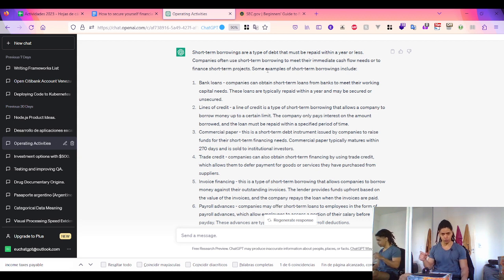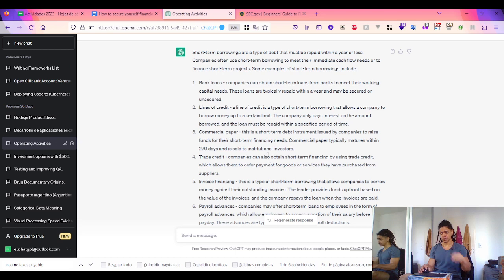After bank loans, lines of credit. A line of credit is a type of short-term borrowing that allows a company to borrow money up to a certain limit. The company only pays interest on the amount borrowed, and the loan must be repaid within a specific period of time. Commercial papers. This is a short-term debt instrument issued by companies to raise funds for their short-term financial needs.